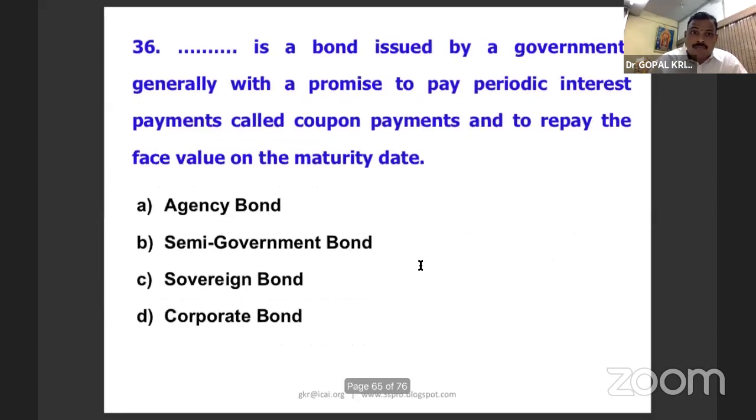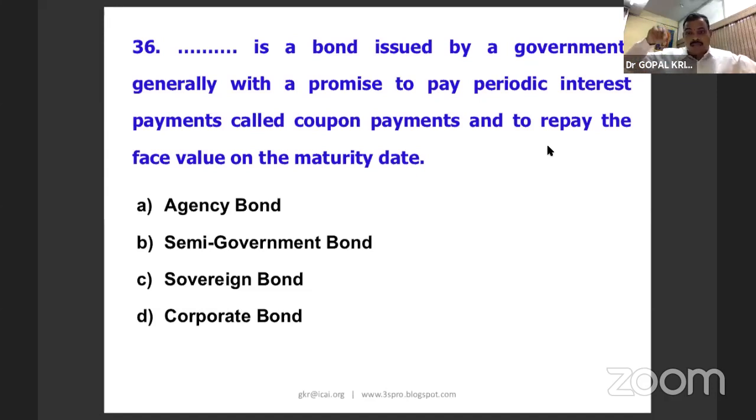So try to appreciate all types of bonds, various bonds. Sometimes you have an agency bond. An agency bond is issued by an agent of a government. For example, National Highway Authority of India bonds, NHAI bonds, REC bonds. Is it a sovereign bond? It is not a sovereign bond. It is an agency bond.